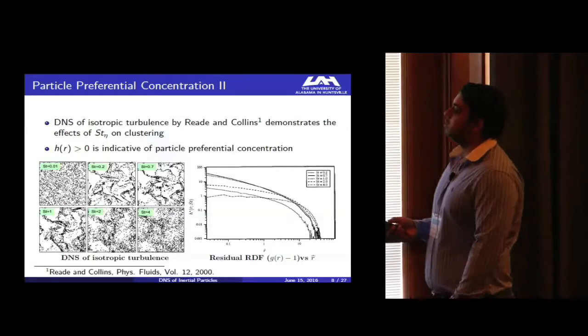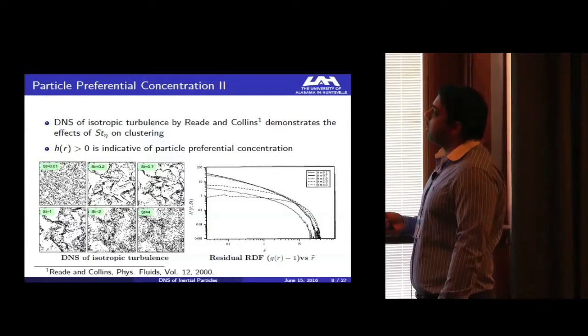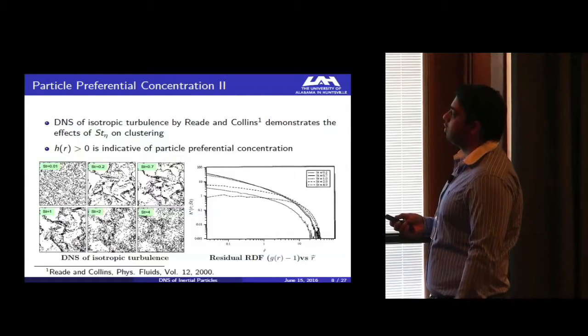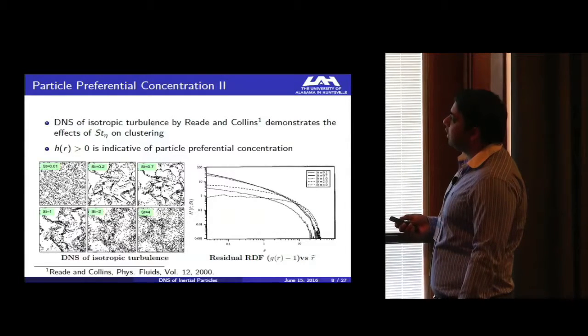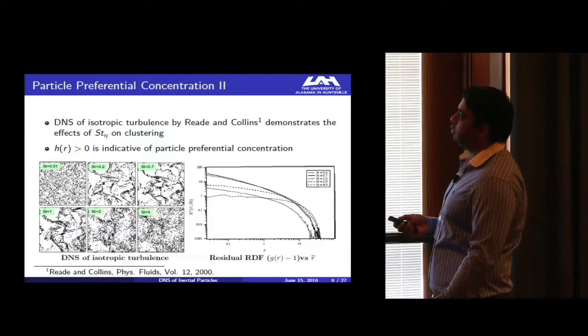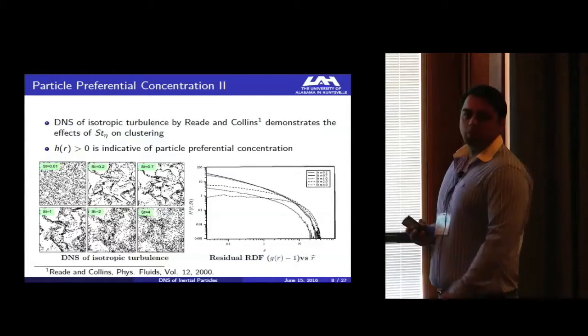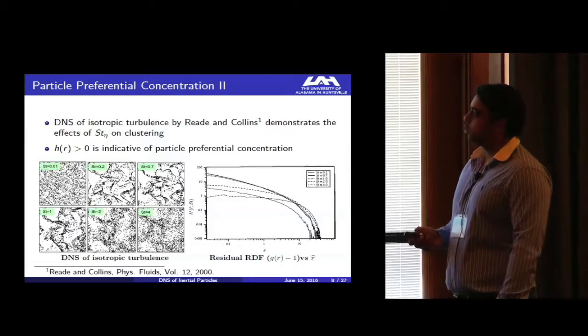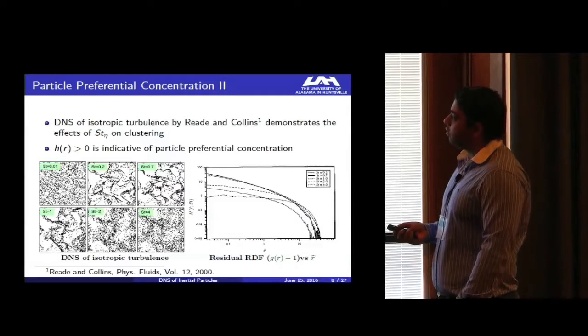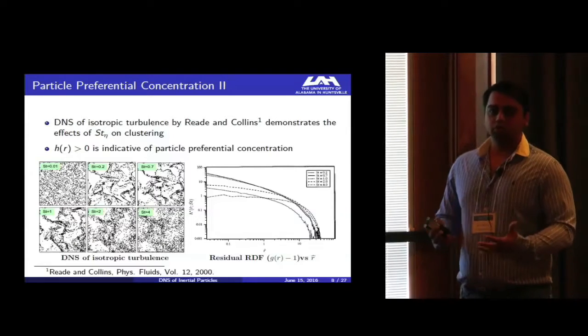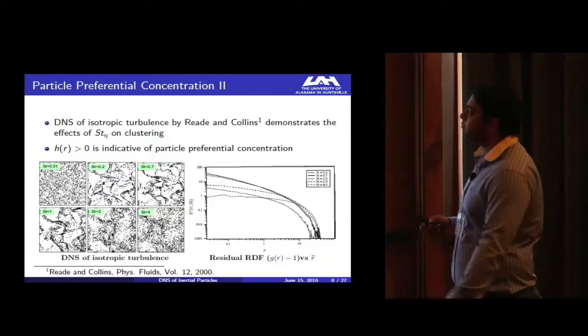And we can see that for Stokes number of 0.01, inertial particles are almost uniformly distributed throughout the whole domain. But as we increase the Stokes number, the particles start to preferentially concentrate in certain regions of the domain, and we can see that the preferential concentration increases with Stokes number, and it is maximum for Stokes number of 0.7. And if we increase the Stokes number further, particle preferential concentration decreases, and they start to become again more uniformly distributed throughout the whole domain.